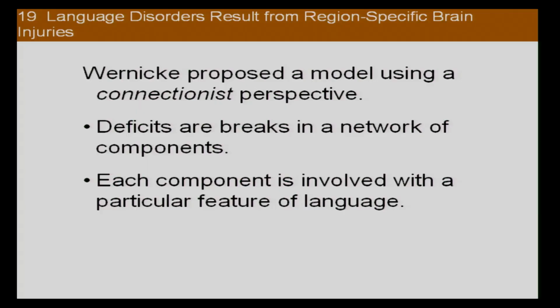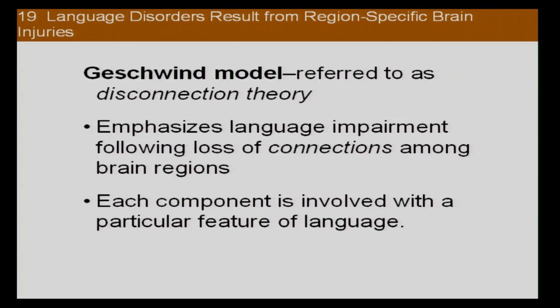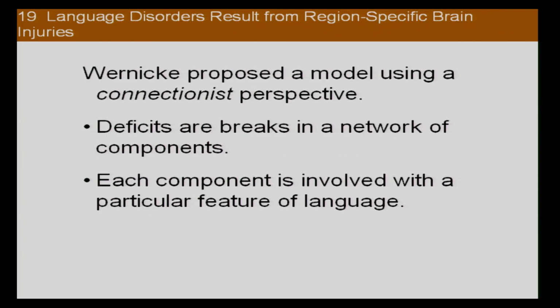And through that connection, the meaning gets translated to Broca's area, where motor preparation for the ability to repeat this information or speak about it is prepared, and then Broca's area has very strong connections to the primary motor areas involved in speech, the tongue and the mouth and all those areas. And that simple idea was that deficits in language represent breaks in a network of these components. And each component is involved with a particular feature. So that's the first part, Wernicke.